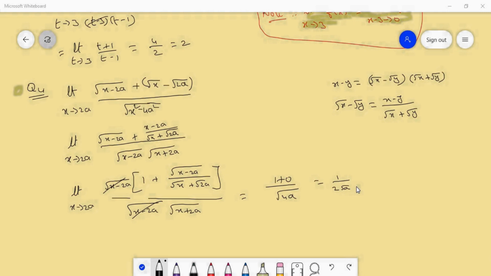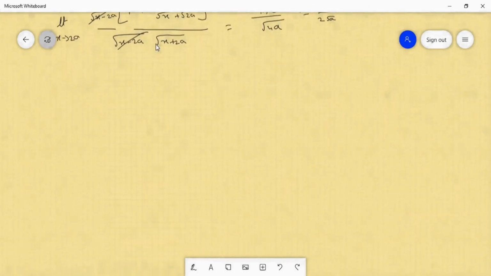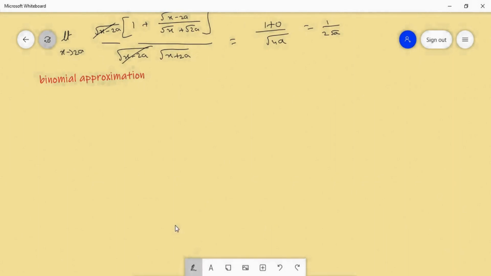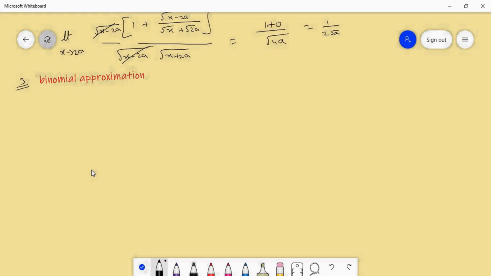Binomial approximation. Next one is binomial approximation. This is the third method. First one is by using rationalization, single rationalization and double rationalization. Second one is factorization. Now the third one is binomial approximation. For this one, we need some formulas for binomial approximation.